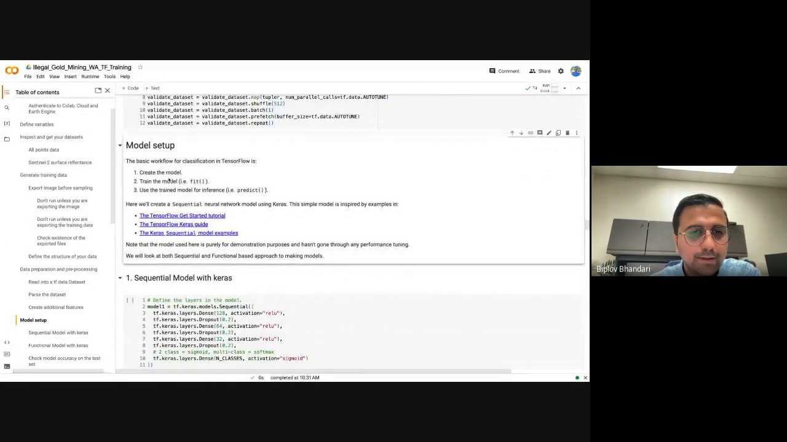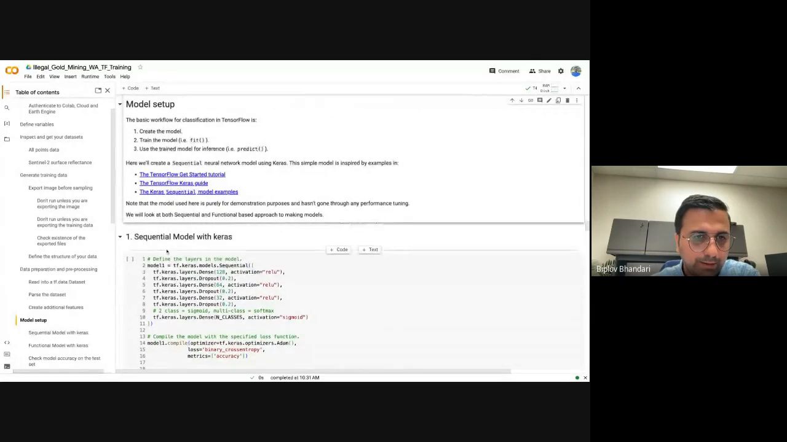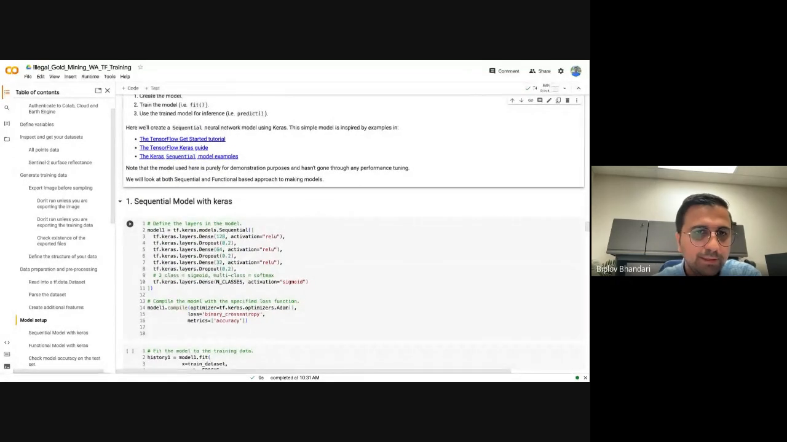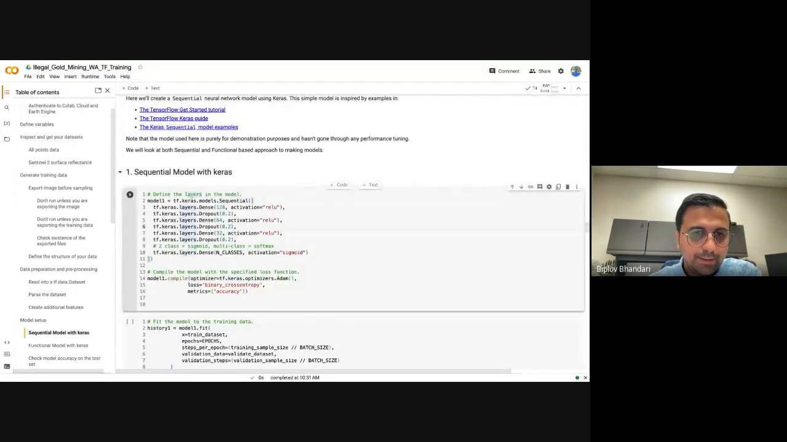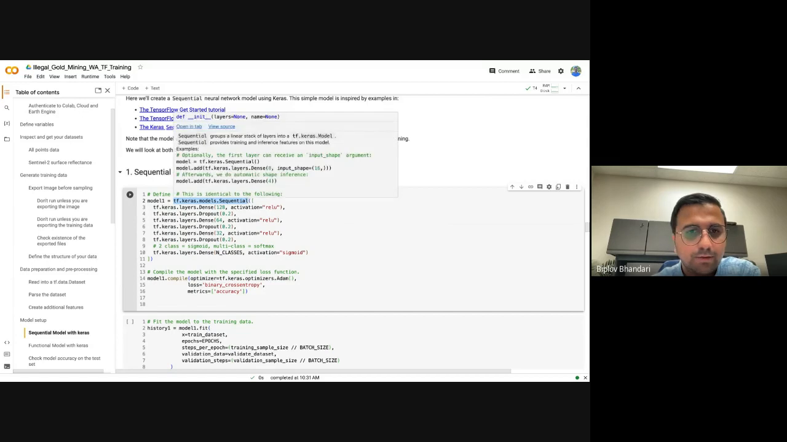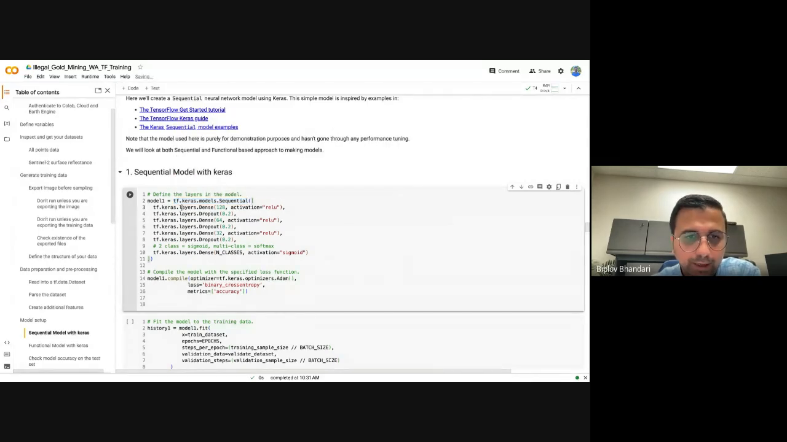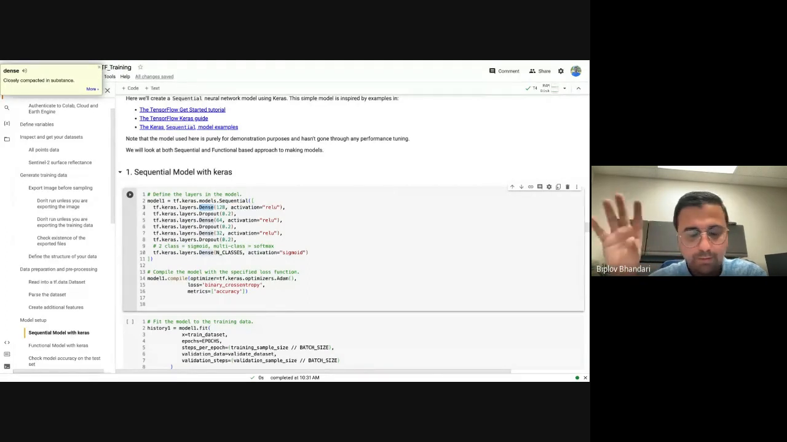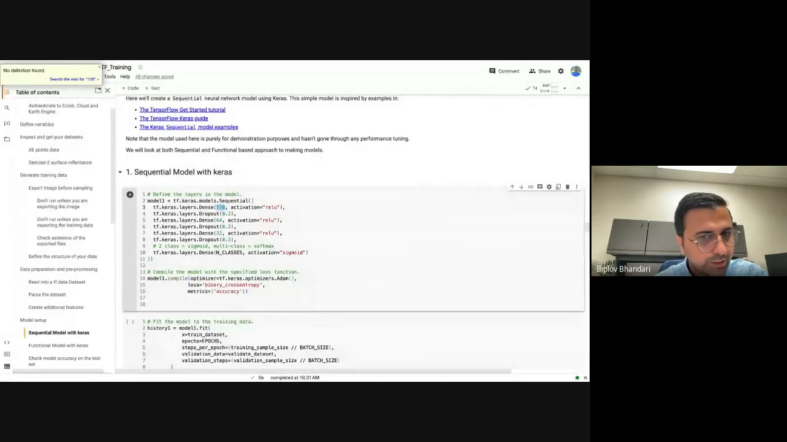Next, we're going to set up our model. I mentioned that we'll be looking at 2 major ways. This is the sequential model. So the way you initialize it is tf.keras.models.Sequential, and then you have all these dense layers. So remember those neurons, and how many neurons? 128 neurons. And what activation function do you want to use in each of these neurons? You want to use the ReLU activation function.